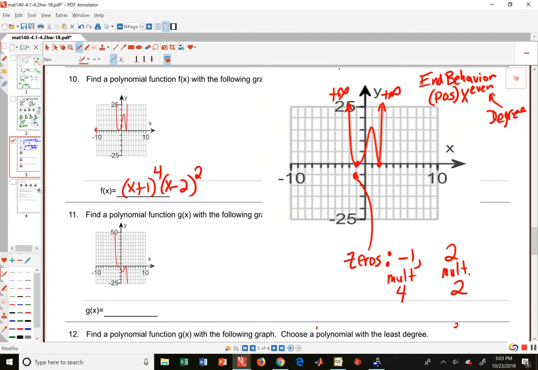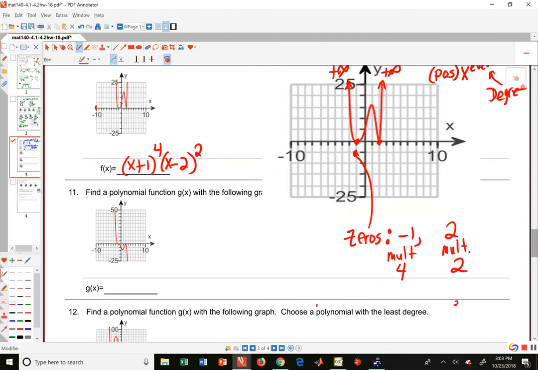That looks like it's in the ballpark. So I think we've done a good job, and that is a good answer to that problem. All right, let's try another one.